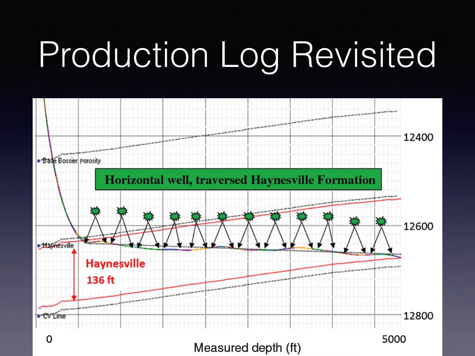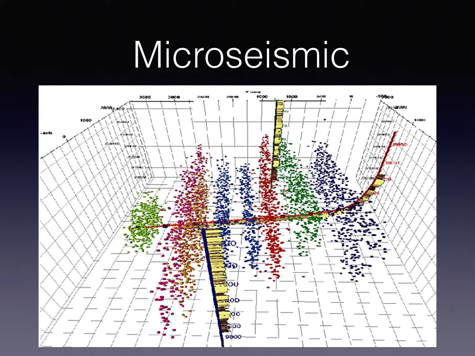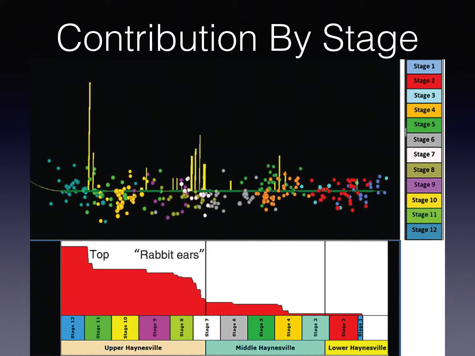Now here, this horizontal well was drilled in this fashion. You can see the 12 stages they had there. And what are the stages? Stages, simply put, are segmented sections that are fracked. When they do the fracking, you can see the microseismic gives you an idea of what happened. And then with the production log, you can also look at the contribution by stage.